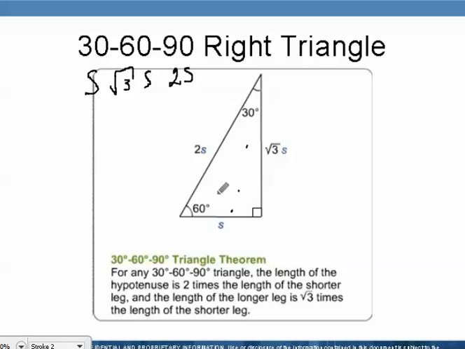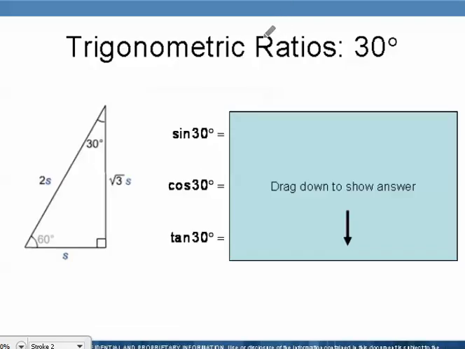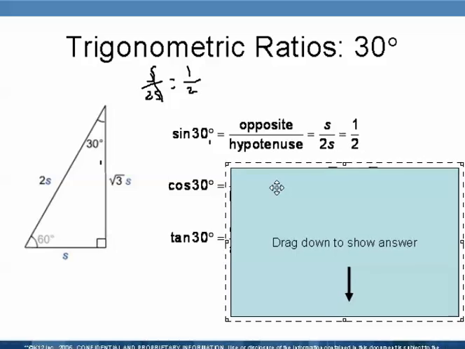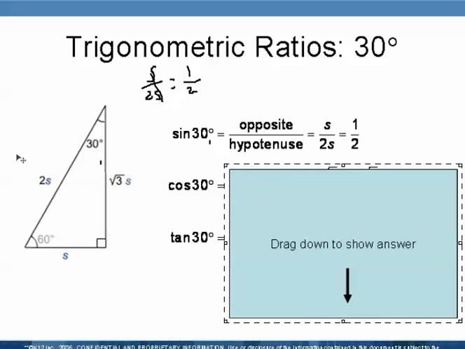That's my ratio of my sides. That's easy enough to remember. If I know that ratio, I can find the sine of a 30-degree angle. It's going to be s divided by 2s. The s's are going to cancel each other out. I'm going to get 1/2. That's going to be the sine of my 30-degree angle. It's 1/2. How about the cosine of a 30-degree angle?